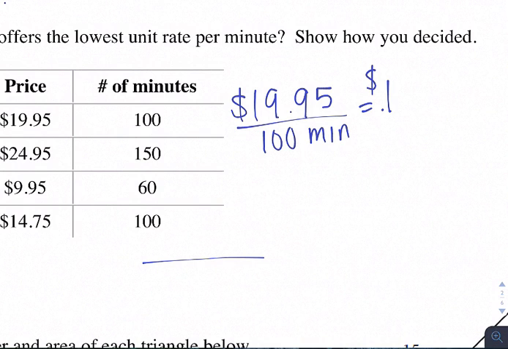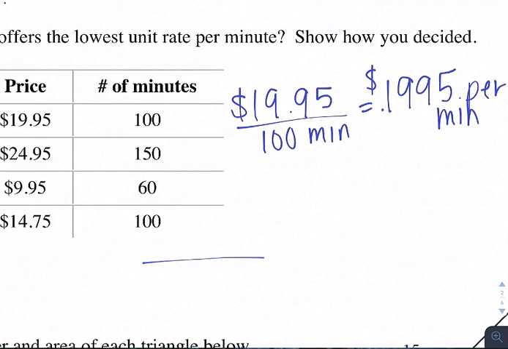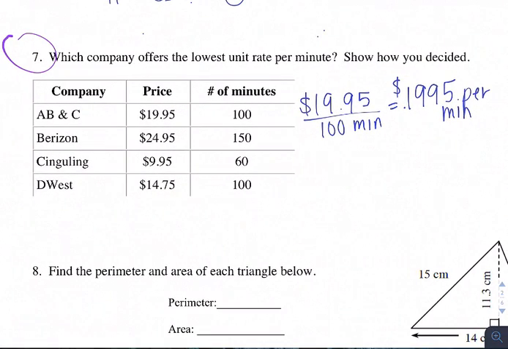And this is dollars per minute. So we're taking the price divided by the number of minutes to get our rate. And this is really, if we rounded, about 20 cents per minute. This is just really specific. So you can go ahead and do the rest of those and then figure out which one has the lowest.